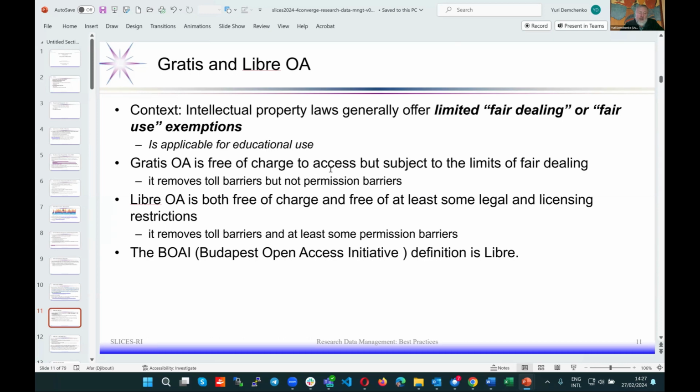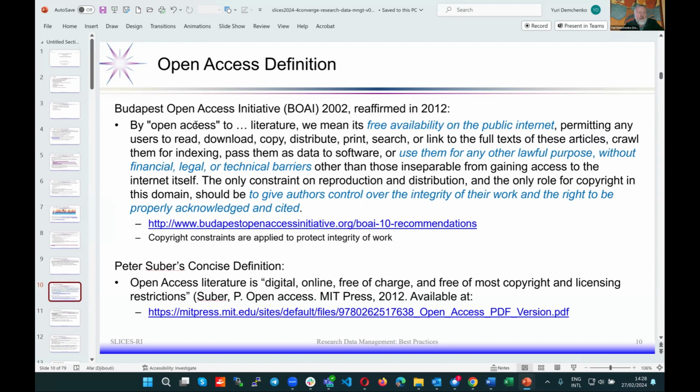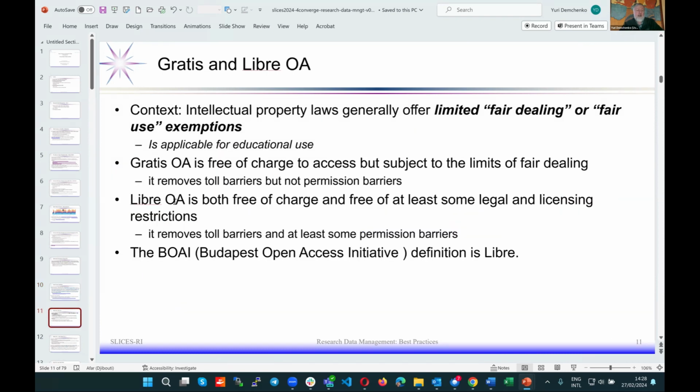Okay, so gratis open access allows free-of-charge access, but has a limit on using it. Libre open access is fully free and without any limitation. So if we look at this, it's the famous acronym BOAI that defined open access. Gratis is an access that is normally used for the majority of publications. Libre is fully open access.